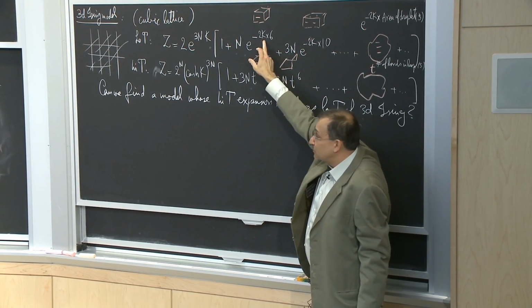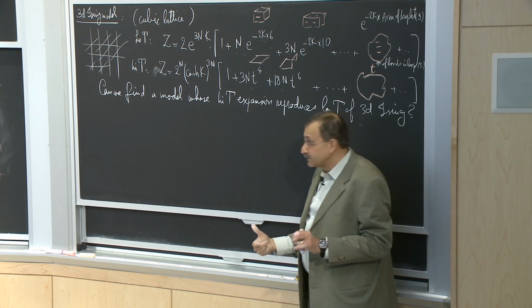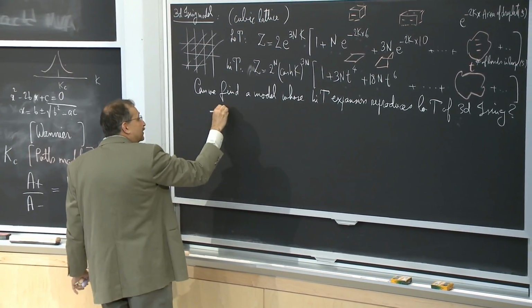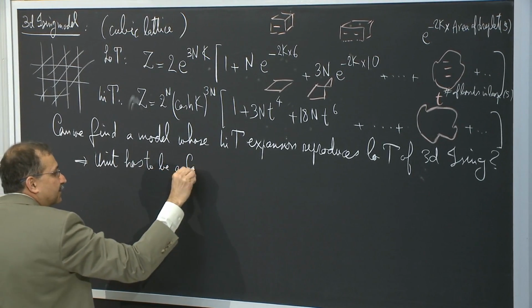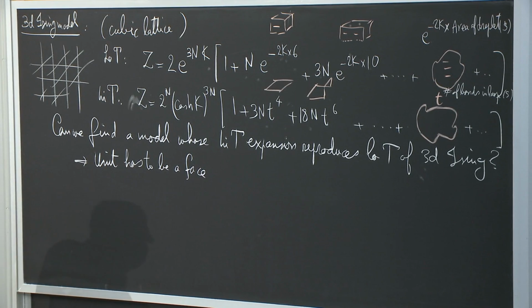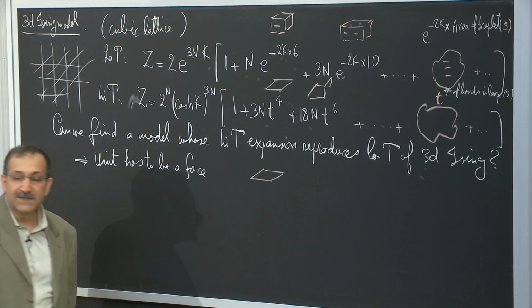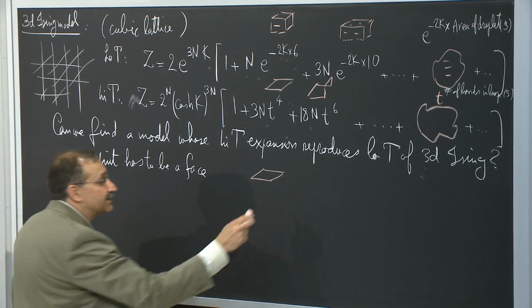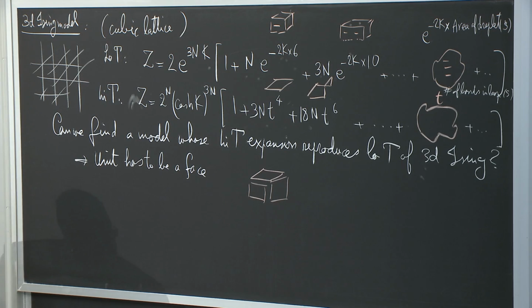I have e to the minus 2K to the power of the number of faces. So the first thing is the unit has to be a face. Basically what I need to do is to have a series which is an expansion in terms of faces, and then somehow I can glue these faces together like I glued these bonds together. So we found our unit.